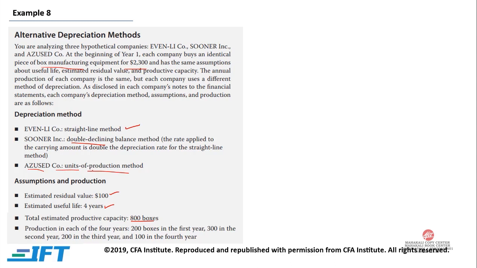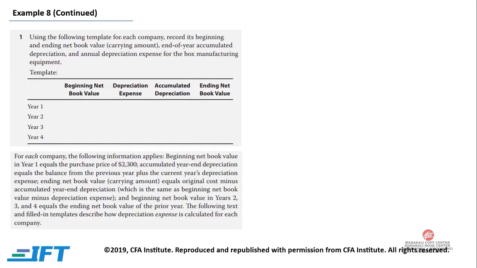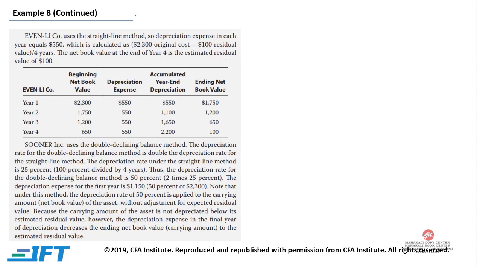Now this information is for the units of production method. So we have 800 boxes: 200 in year 1, 300 in year 2, 200 again in year 3 and 100 in year 4. So these are your productions. Now using the following template for each company, record its beginning and ending net book value, end of year accumulated depreciation, and annual depreciation expense for the box manufacturing equipment. So we are given the table, so we need to fill this up.